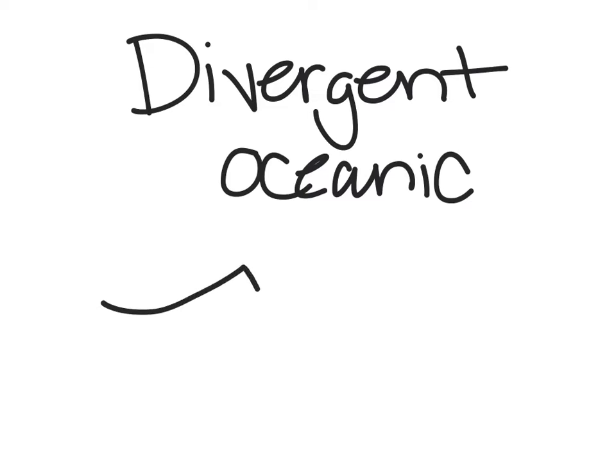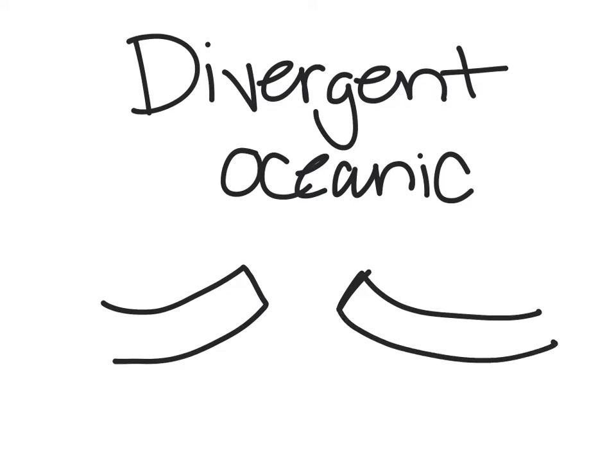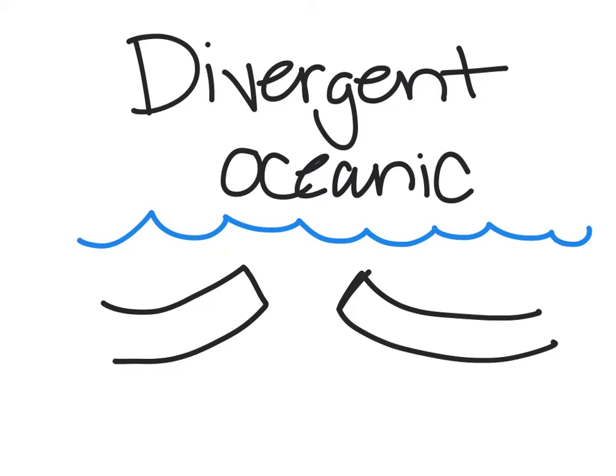So we're going to have two pieces of thin oceanic crust. Remember, since it's the ocean, it's going to be underwater. Okay, so because they're divergent, we're dividing them. They're actually traveling away from each other. So what does this result in? Well, this is an effect that we call seafloor spreading. Make sure this is in your notes.